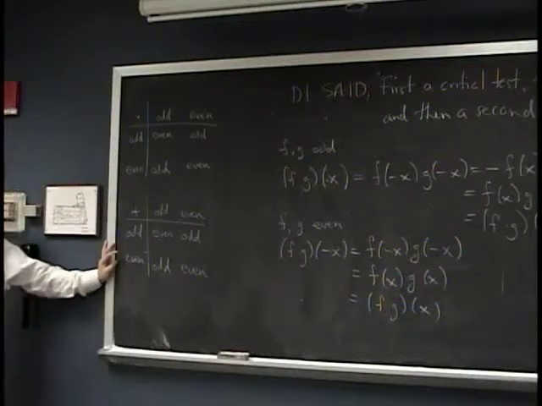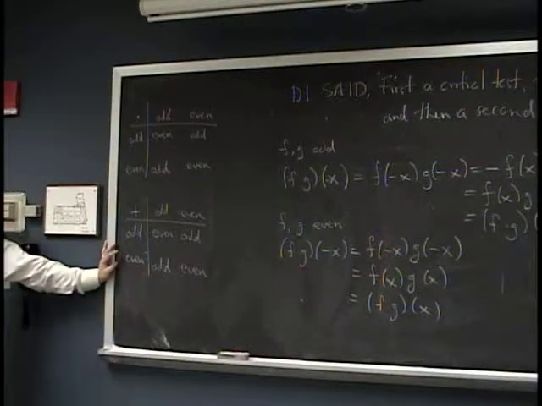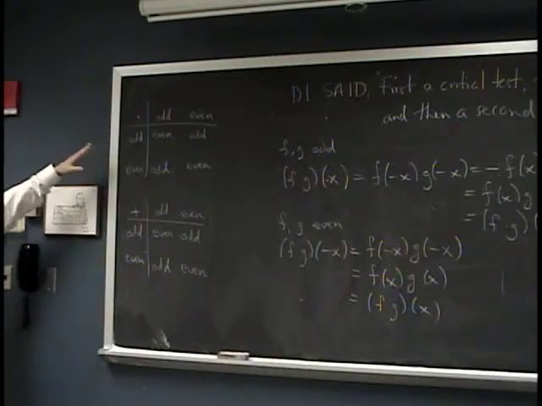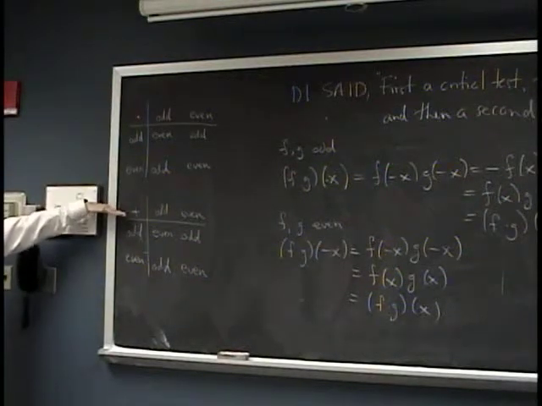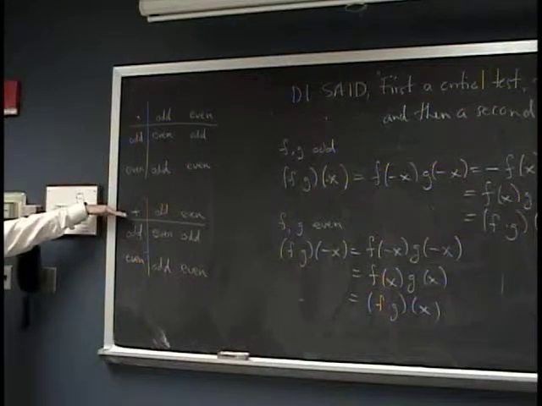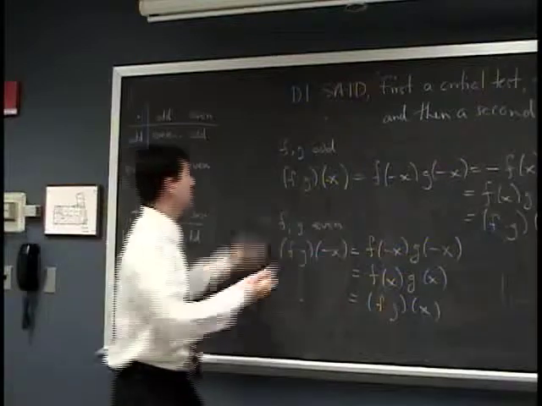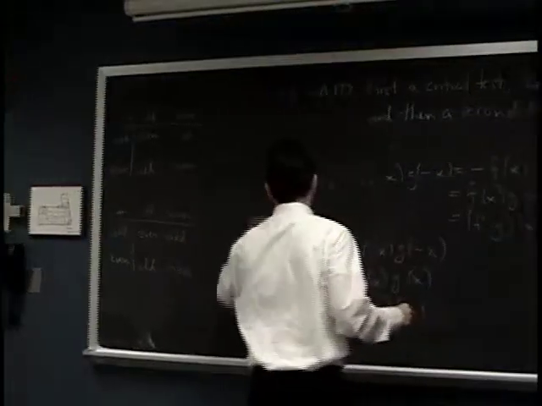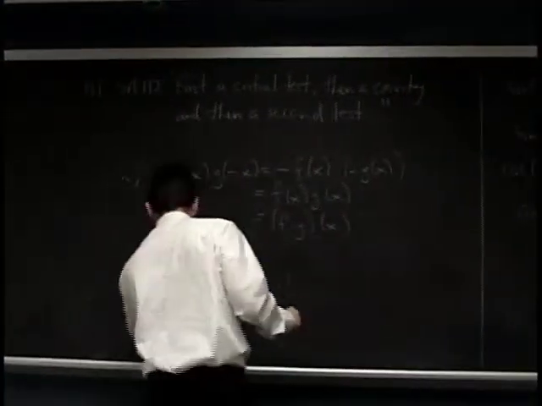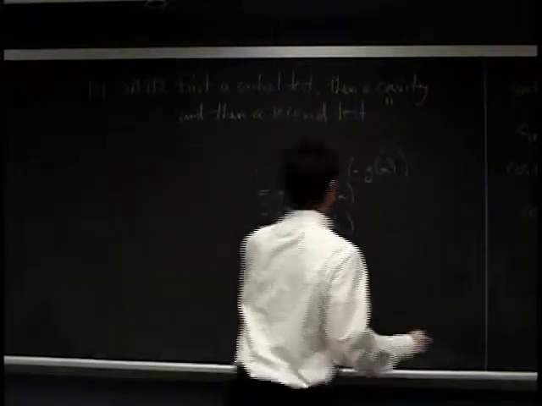It's the same table. So when you multiply odd and even functions, if you want to tell whether the result is odd or even, it mimics exactly what happens when you add two numbers. And now the last thing, which is going to make all of this worthwhile, is division.